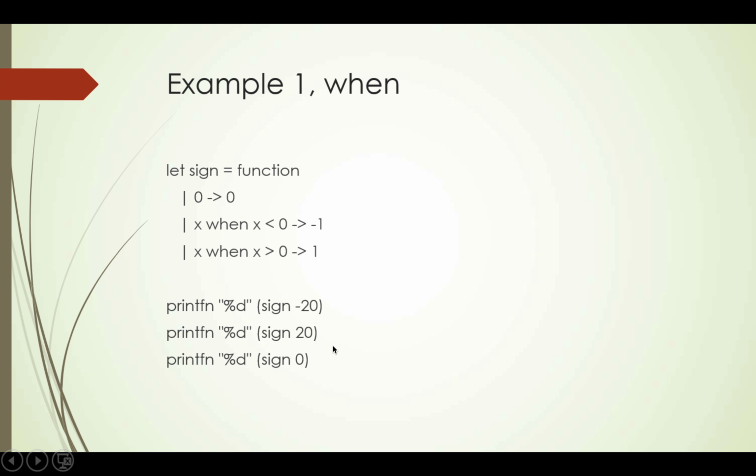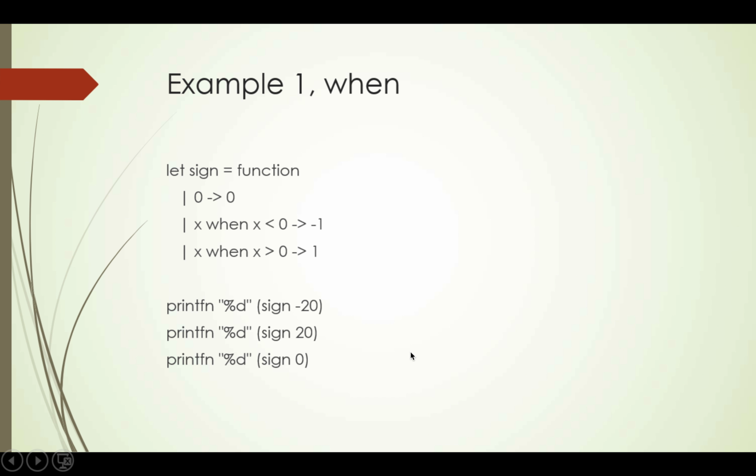For the next one, we have 20. So we're going to go through. 20 is not 0. 20 is not less than 0, but 20 is greater than 0, so we're going to print 1. And then our third print here, we're calling our sign with 0. Sign comes up here to our function, because sign equals our function. 0 is equal to 0, so it's returning 0. So this is going to print 0.